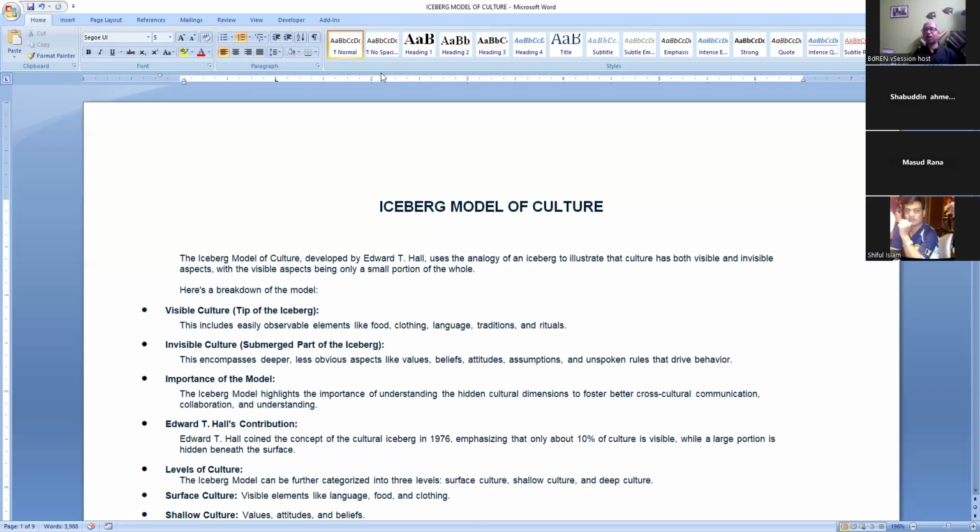So the Iceberg model of culture says that only one third of our culture is visible from outside, and two thirds of our culture remain out of our sight. But it keeps working. It's active.